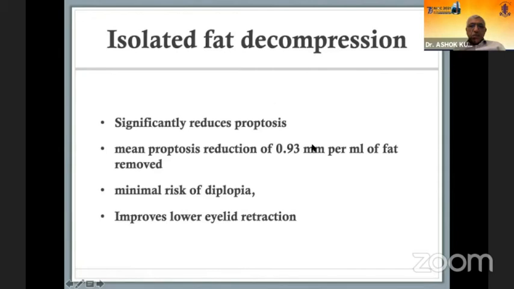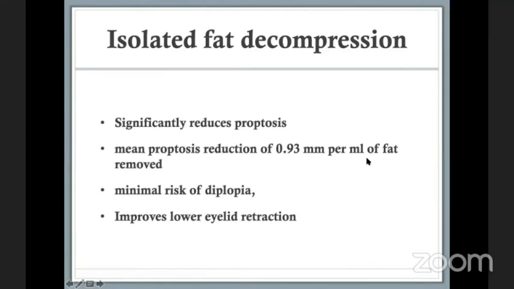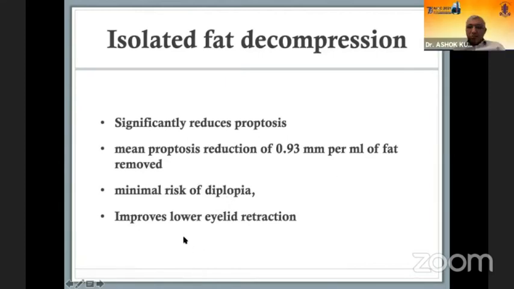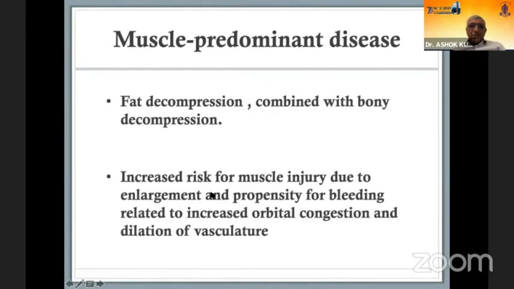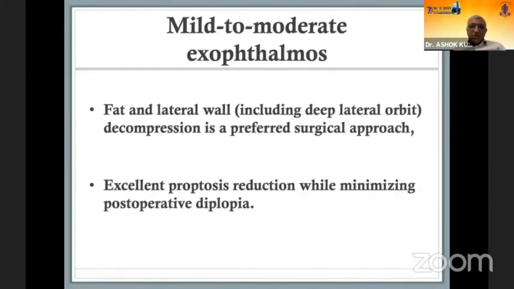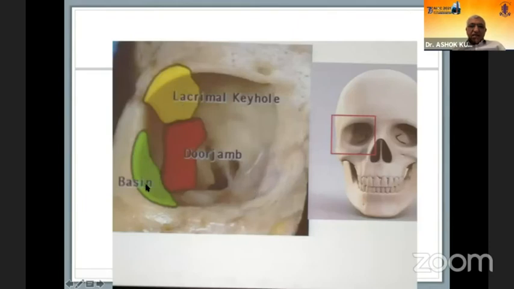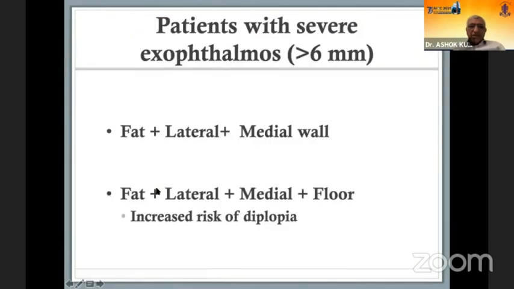Isolated fat decompression causes approximately 0.93 millimeter regression per milliliter of fat removed, and it has minimal side effects. In muscle predominant disease, you need to combine the bony decompression, but with increased risk of induced diplopia or other problems. The severer degrees of exophthalmos will require a deep lateral wall decompression as well, but with greater risk. And these are the areas in the lateral wall which are particularly targeted.